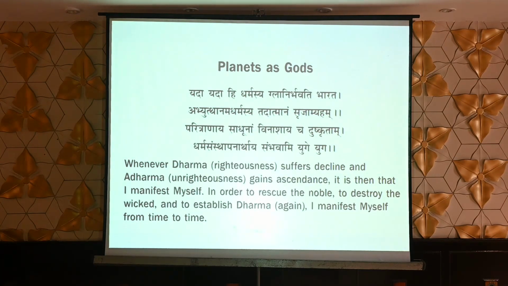Whenever dharma or righteousness suffers decline and adharma or unrighteousness gains ascendance, it is then that I manifest myself in order to rescue the noble, to destroy the wicked, and to establish dharma again. I manifest myself from time to time. Now this is what God does. What God does is that He protects your dharma and He punishes if you are into adharma.